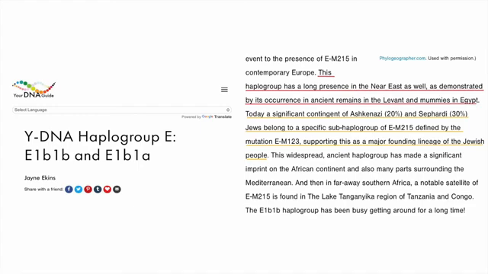And according to the page titled Why DNA Haplogroup E, E1b1b, and E1b1a, it reads, this haplogroup has a long presence in the Near East as well, as demonstrated by its occurrence in ancient remains from the Levant and mummies in Egypt. Today, a significant contingent of Ashkenazi, 20%, and Sephardi, 30%, Jews belong to a specific sub-haplogroup of E-M215, defined by the mutation E-M123, supporting this as a major founding lineage of the Jewish people.